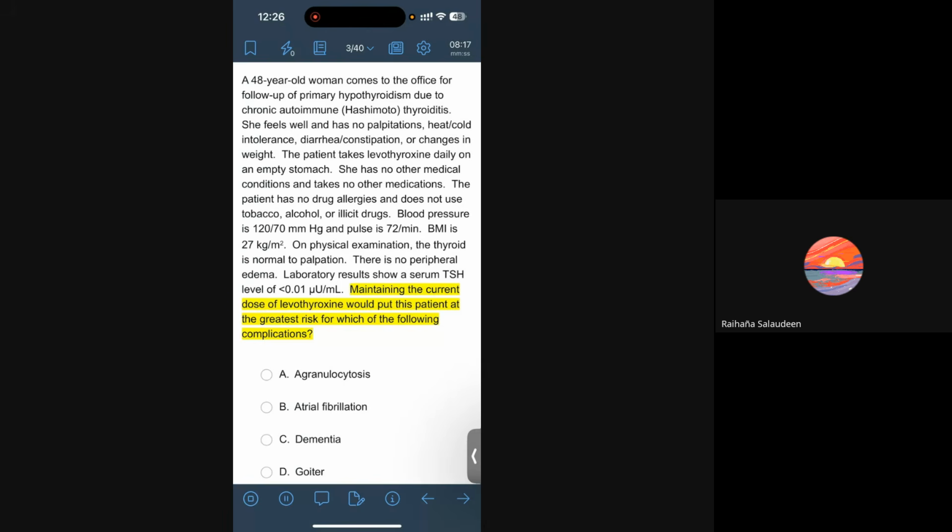Okay, 48-year-old woman with chronic autoimmune thyroiditis. The patient has Hashimoto thyroiditis. She feels well, no palpitations, no heat or cold intolerance. The patient takes levothyroxine daily on an empty stomach. Good.